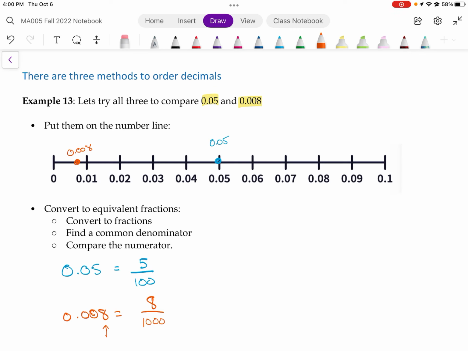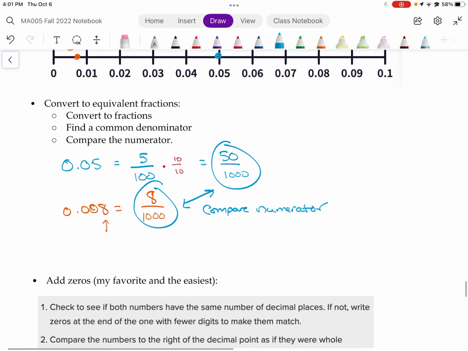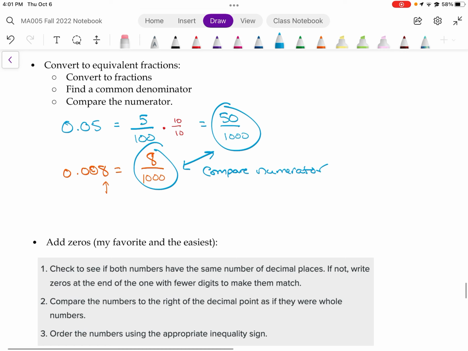But now we want them to have a common denominator. So what can I do to 100 to get 1,000? Hopefully you see that that is times 10 over 10. All right, so we get 50/1,000ths. Now they have the same denominator and we can compare the numerators. So which one's bigger? Hopefully you see that 0.05 is bigger, just like we did with the picture on the number line.